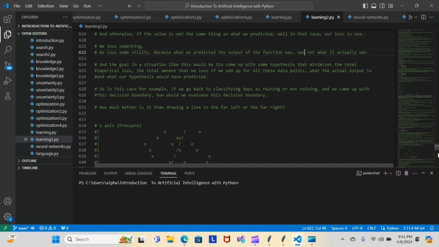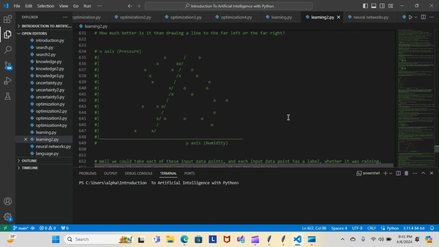Now, if you recall, we went over this model here in one of our previous modules. We have a line going straight through our X's and O's. X's represent not raining, O's represent raining, and we have it going straight through the middle as opposed to the far left or the far right. So that's what they're saying there.